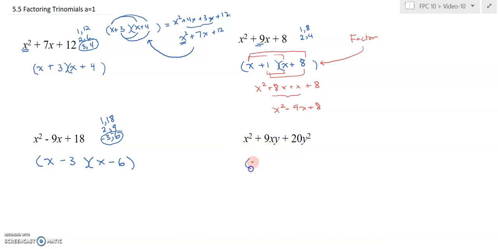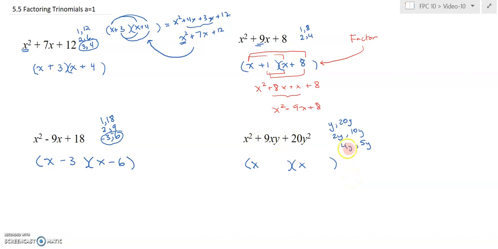X squared gets split into x and x. This time it's 20y squared. So now we need to find two numbers that multiply to give 20y squared. Well, since it's y squared, the same as the x squared, it just gets split into y times y. So I know that the two numbers could be 1y and 20y. It could be 2y and 10y, 4y and 5y. And so which one of those gets me to positive 9?